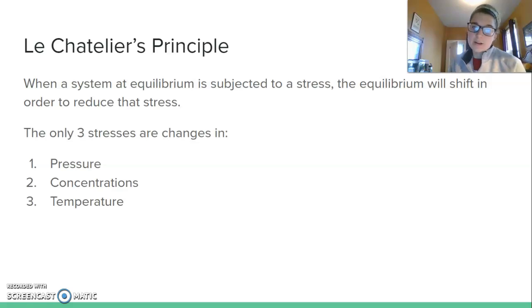Here is Le Chatelier's principle, which basically states that when a system is at equilibrium, if you change something, which they call subjecting it to a stress, the equilibrium will shift in some way to reduce that stress. So equilibrium is a happy place, and basically the system is trying to always go back to that equilibrium state. There are three stresses, which include pressure, concentration, and temperature, that one might change in order to shift equilibrium.